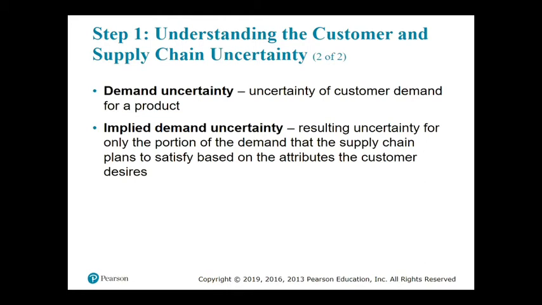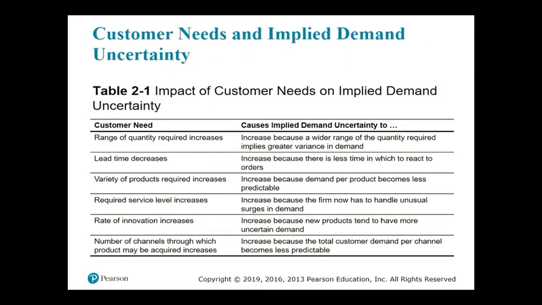And demand uncertainty when you have a more tolerable lead time may be lower than if you require the order fulfillment lead time to be very quick. So in general, we can have varying customer needs having different impacts on the implied demand uncertainty.